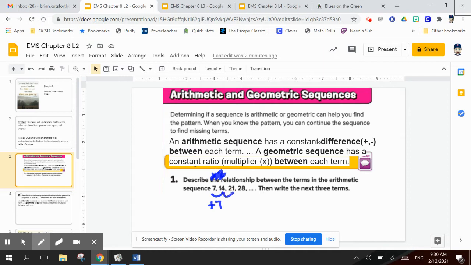So I have to see if my add 7 works. Is 14 plus 7 21? Yes, it is. Again, I got to check to make sure my sequence is correct. So from 21 to 28, do I add 7? 21 plus 7 is 28, so that is correct. So my rule is add 7. So now I have to write the next 3 terms. Starting at 28, what is 28 plus 7? That would be 35. 35 plus 7 is 42. 42 plus 7 would be 49.